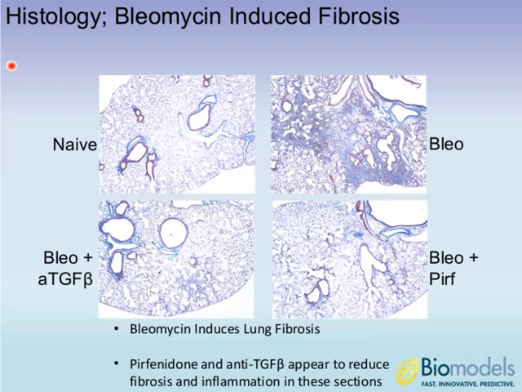Here's some representative histology slides in this study. At the top left, you can see naive animals, healthy lung. To the right, you can see some fibrosis induced by bleomycin treatment. And in the bottom left and bottom right, you can see anti-TGF-beta and pirfenidone treatments, respectively. You can see, at least in these examples, both pirfenidone and anti-TGF-beta treatment seem to reduce the development of fibrosis.